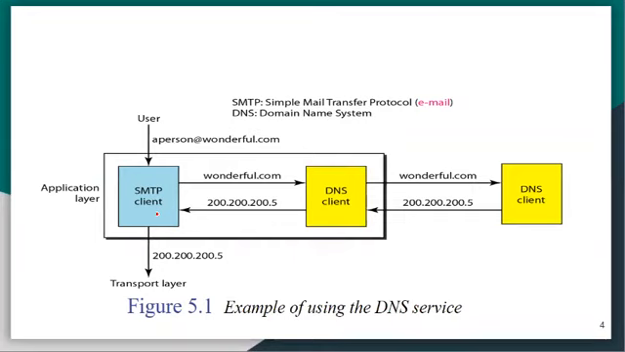Now this figure shows an example of how a DNS client server program can support an email program. Okay, so this figure is basically showing us how DNS is supporting email. A user of an email program may know the email address.